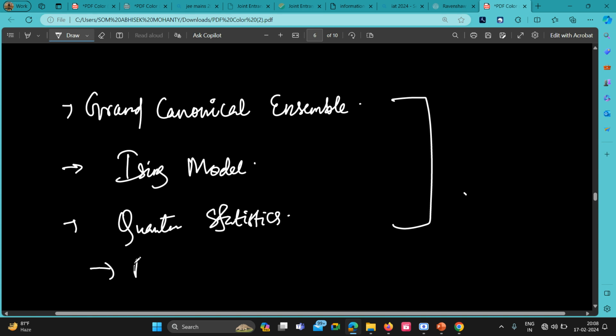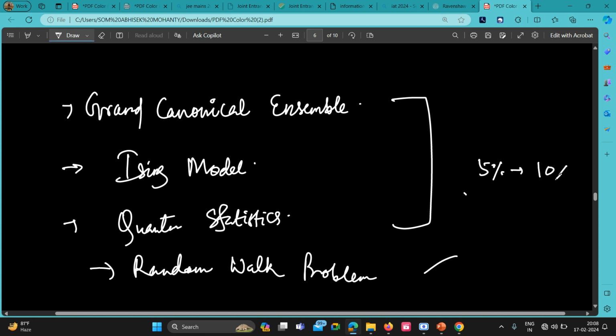And one class I will take for the random walk problem, which I haven't taken. Because it's easy, we'll do it in class. Random walk model, whatever. So these four things are left in statistical mechanics, after which we will have some grasp of statistical mechanics, like 5% or 10%, I would say only 5 to 10%.